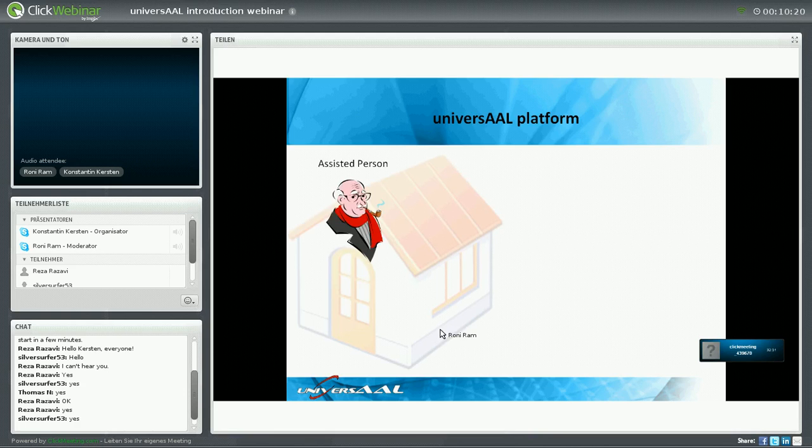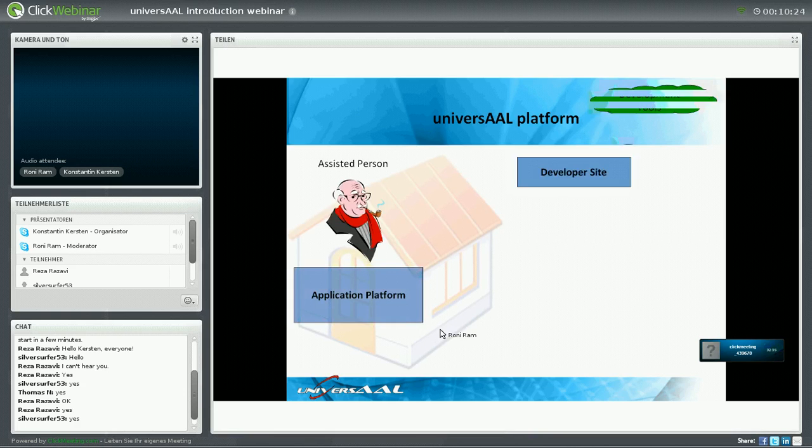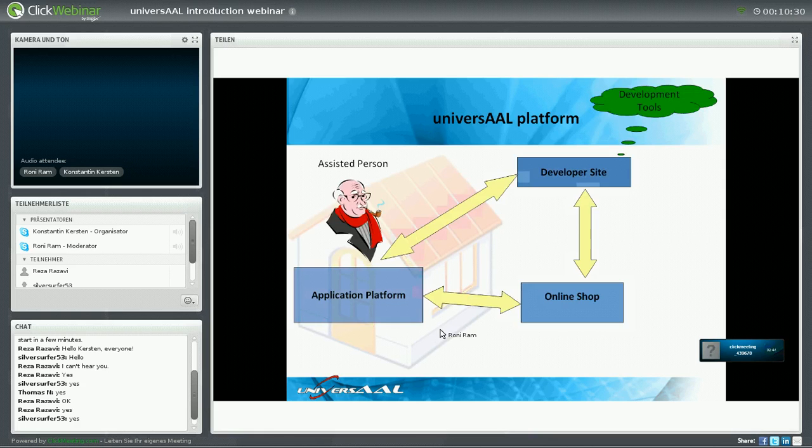We have an assisted person in his home, and some application platform is running there. On the other hand, we have a developer site with development tools, and an online shop that is the shop for all the applications that are available. And now the AAL application developer develops applications for the AAL domain. When the application is ready, the developer uploads the application to the online shop.